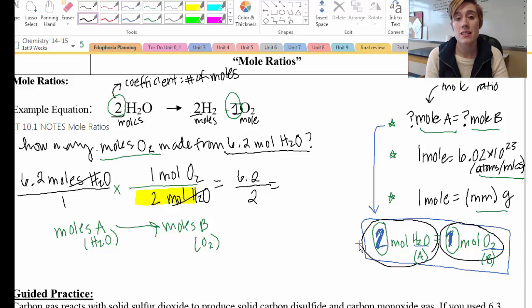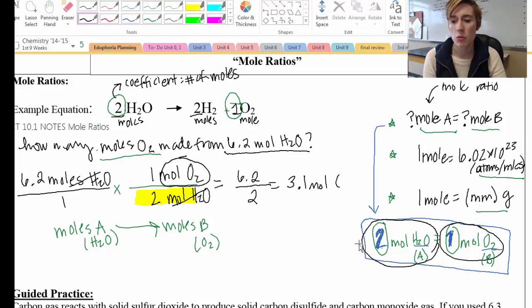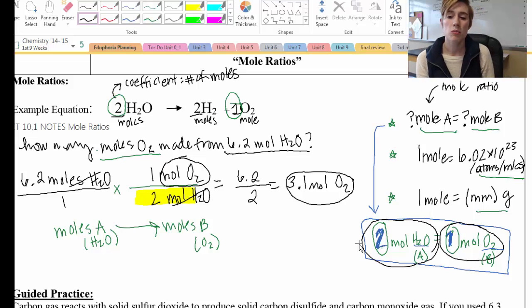The second step after you multiply the top and multiply the bottom is you divide them. When I divide them, I get 3.1. Now, what's my unit? Whenever you're trying to figure out your unit, look at the last unit at the very top. Moles of water and moles of water has been canceled, so the only thing I'm left with is moles of oxygen. So I will produce 3.1 moles of oxygen if I start with 6.2 moles of water.